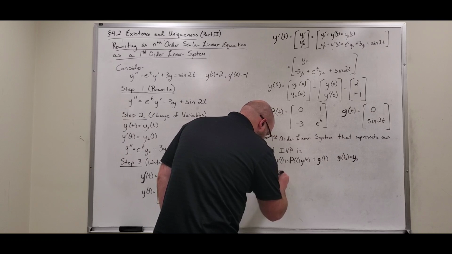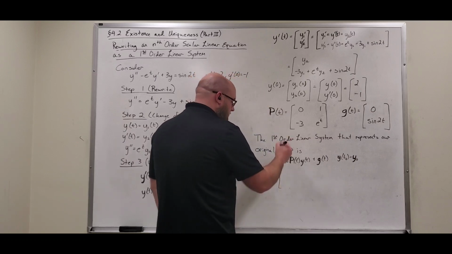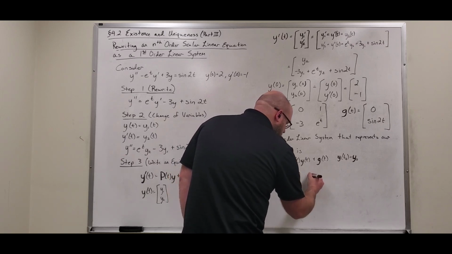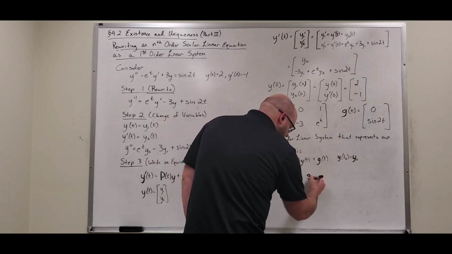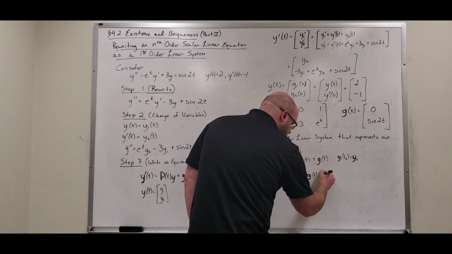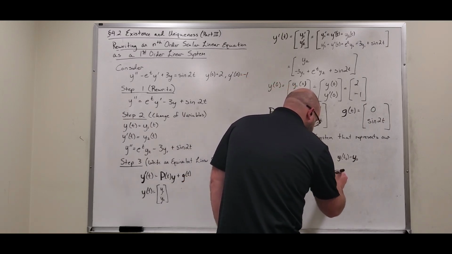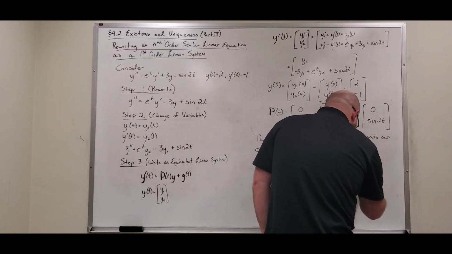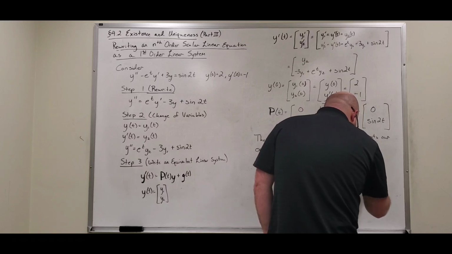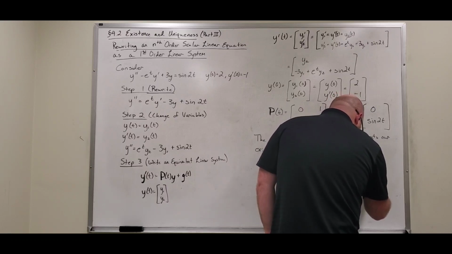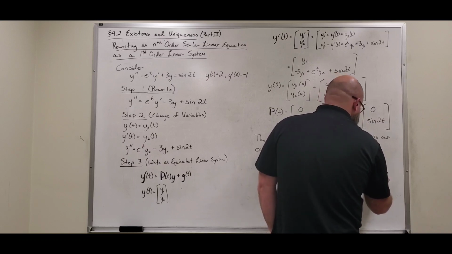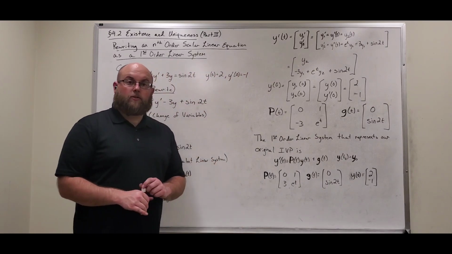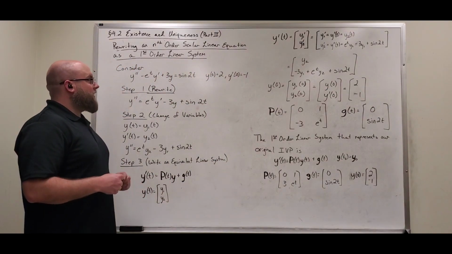P of t is equal to the matrix of 0, 1, 3, e to the t. G of t is equal to 0 and sine of 2t. And y of 0 is equal to the matrix 2, negative 1. And this is our solution. All right, so that is how you represent these guys.